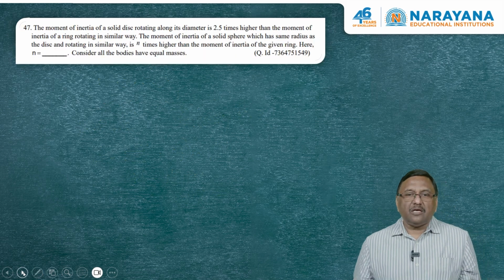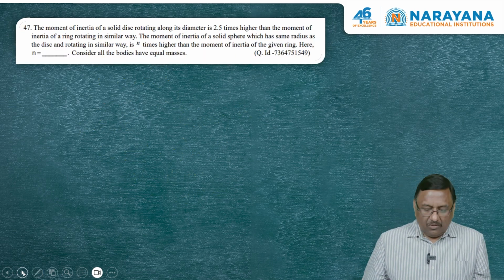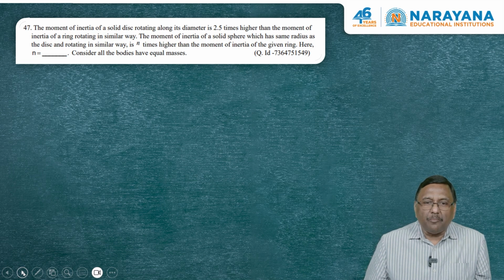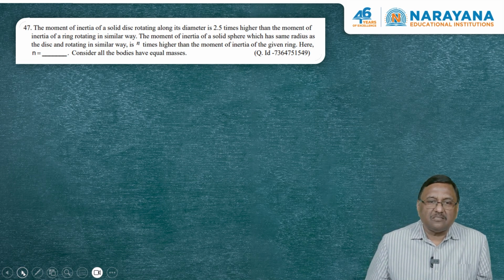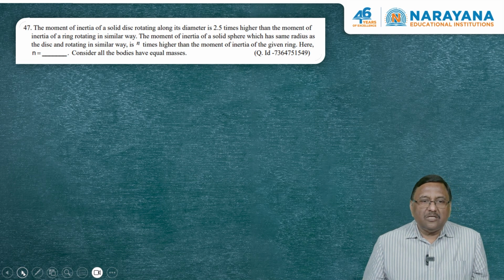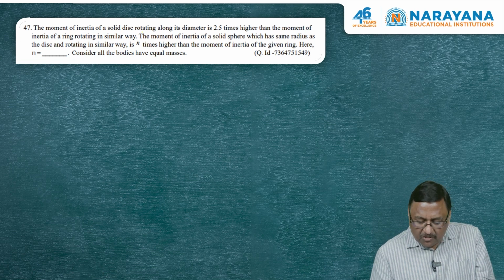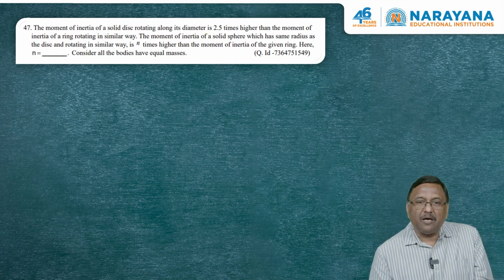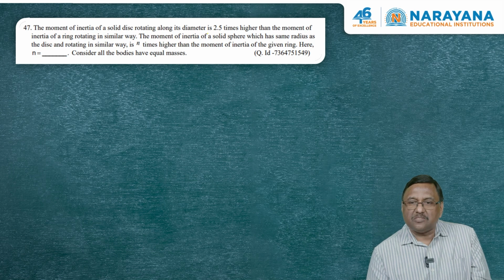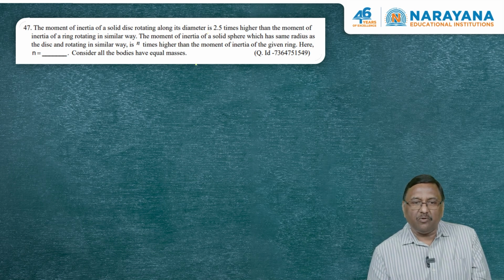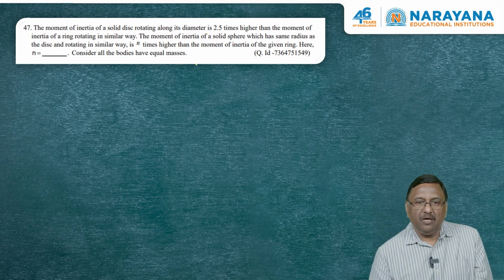Question number 47. Again, it is a moment of inertia question. They have asked a similar question here. So in the whole paper, they are asking repeatedly questions on the same topic. Two questions on current electricity, and now similarly two questions on the moment of inertia. Anyway, it should be a balanced one. So here we are writing the moment of inertia of the solid disk rotating along its diameter is 2.5 times higher than the moment of inertia of a ring rotating in a similar way.